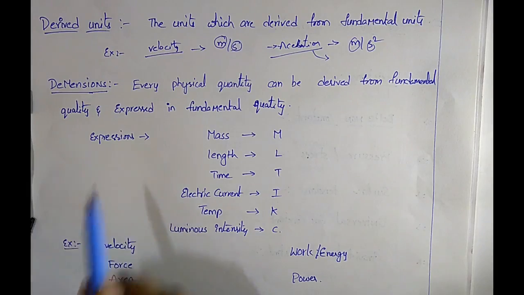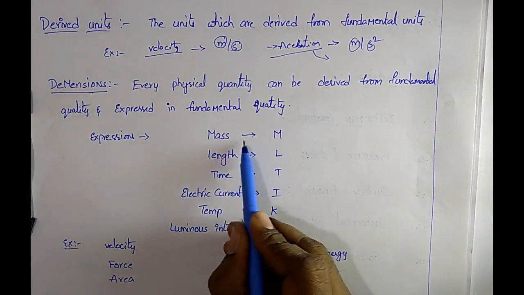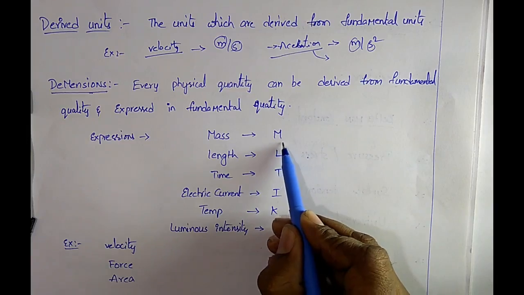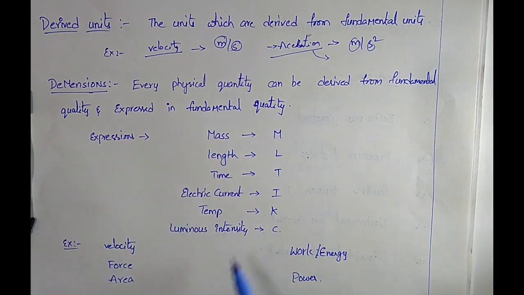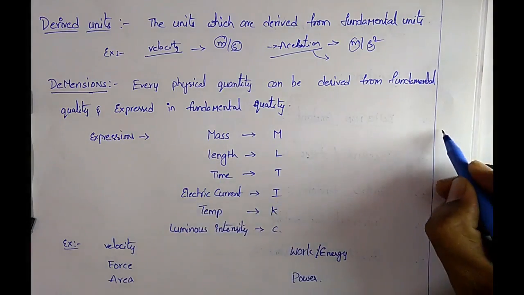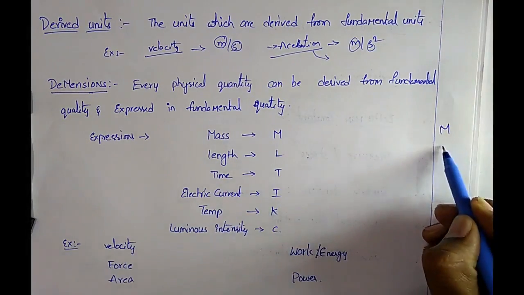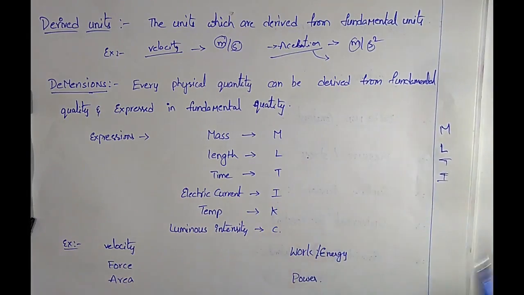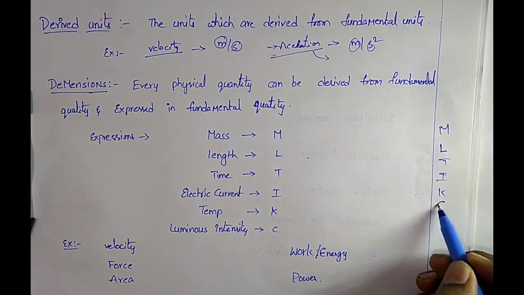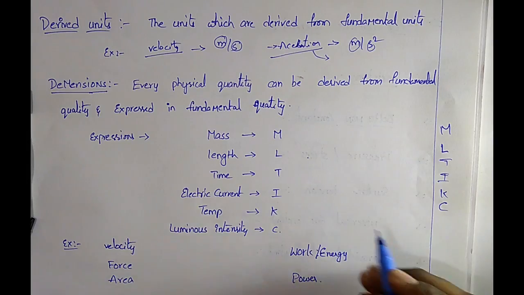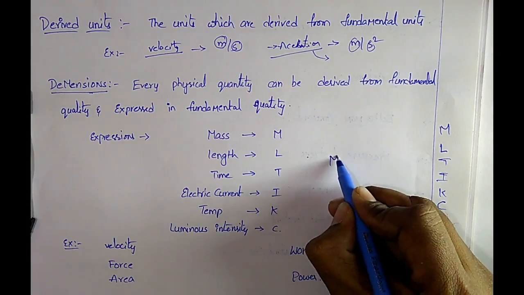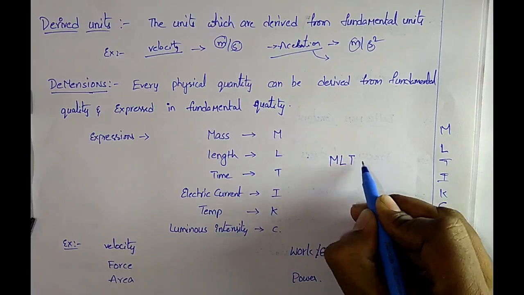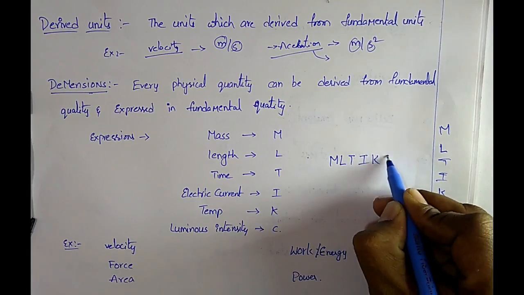That is, the expressions for these fundamental quantities. For mass, it is M, capital M. In these dimensions, all the letters are in capital letters only. For mass, it is M. For length, it is L. For time, T. For electric current, I. For temperature, K. For luminous intensity, it is candela, that is C. So we can write the expression in this way: M, L, T, I, K, C.